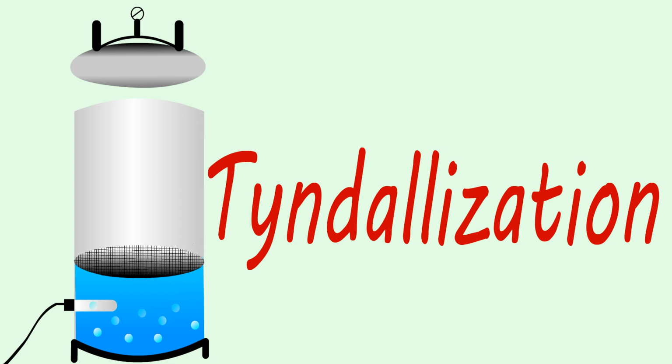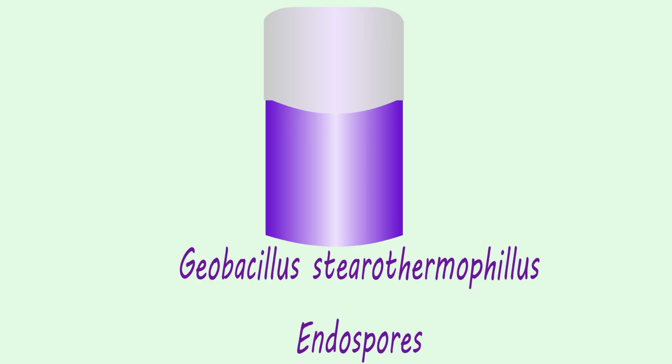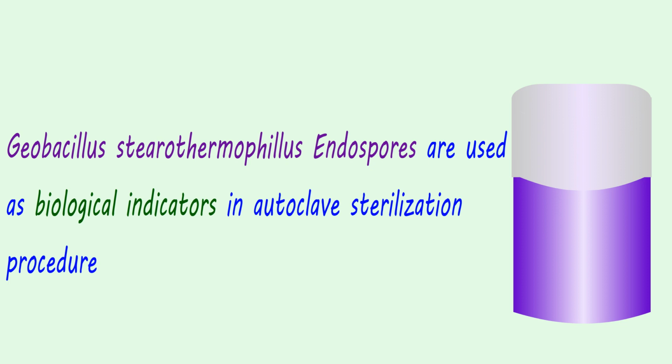This indirect method is called tyndallization. Geobacillus stearothermophilus endospores are used as biological indicators when an autoclave is used in sterilization procedures.